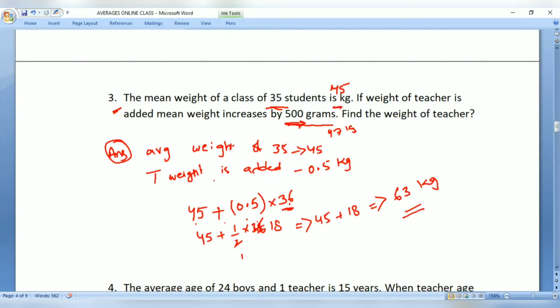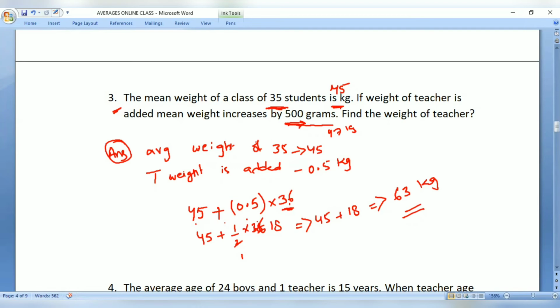So now what we have done, let us see one more time. Here they are saying that there are a group of 35 students. When their weight is calculated, the average weight is calculated, it appeared to be 45 kg. There is some teacher or some person. So that teacher's weight is added now. So what will be the total value? 35 students plus one teacher.